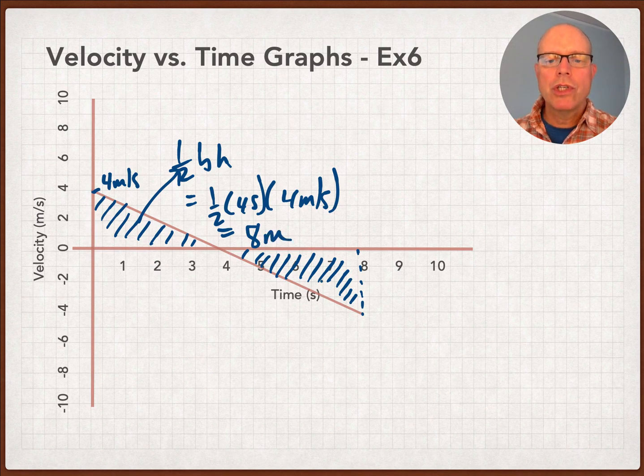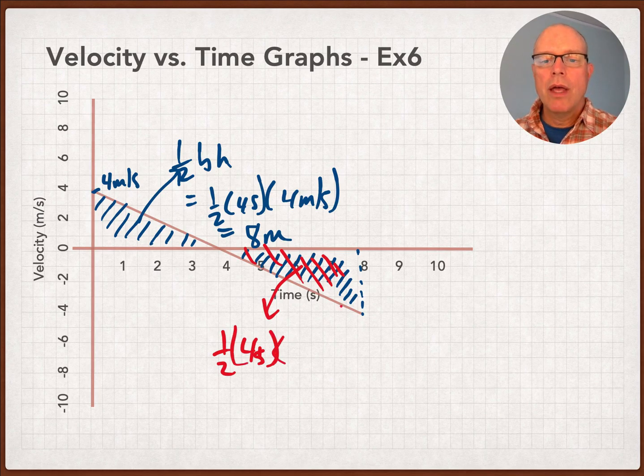Okay, so what's the difference with this triangle over here? Let's see if we can get a more fun color there. Let's paint this guy with red. So similar shape, similar numbers, 1/2 of base. He's also 4 seconds long in the base. And then the height, what we did last time, hopefully you remember now. The height of this particular triangle is -4 meters per second.